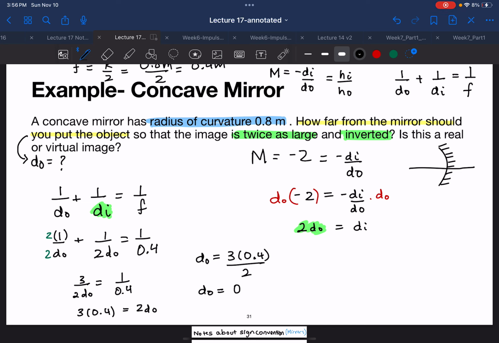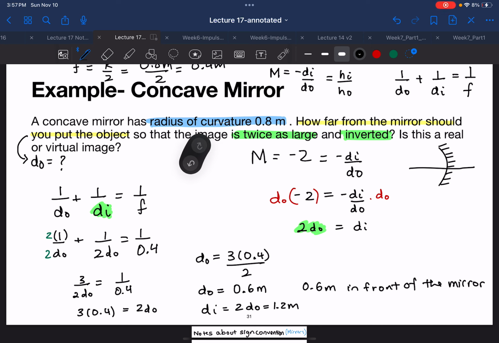Yep, so 0.6 meters. So that tells us that if we put this object 0.6 meters in front of the mirror, we should get the desired magnification. At the same time, where does the image form? Well, we know di was just twice d0, which is 1.2 meters. That tells us that we get an image that is a real image at 1.2 meters.